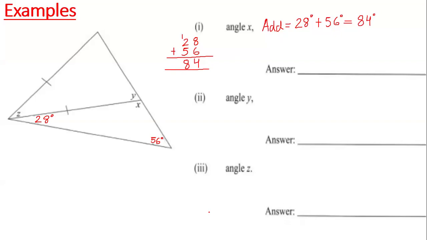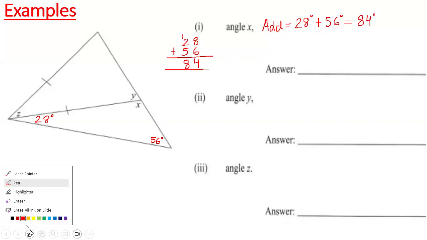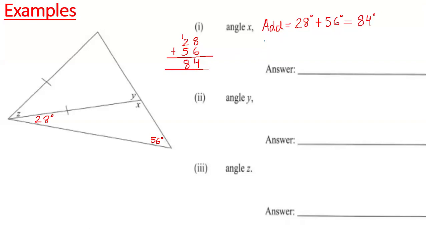Yes, sir. Okay, good. So we finished finding out what X is, right? No. X is 84, right? You still have to subtract. You have to subtract from 180. Very good. Why are we subtracting from 180? Because all the angles add up to 180. Very good. Because angles in a triangle add up to 180 degrees.